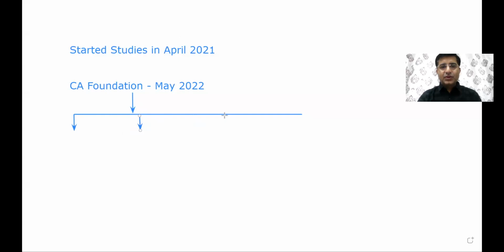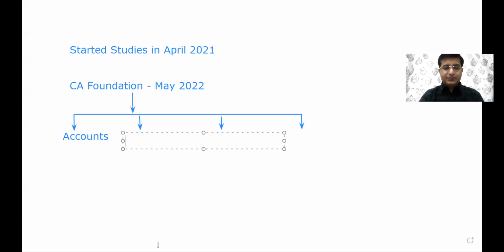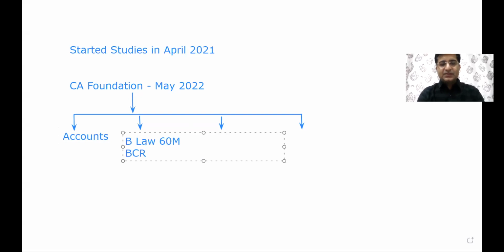So you have in all 4 papers here. I'm talking about 4 papers, not 4 subjects. The very first is the paper of accounts, what we call principles and practices of accounting in the ICAI language. Then you have the paper of business laws, which is for 60 marks. You have the paper of BCR, business correspondence and reporting, which is for 40 marks.